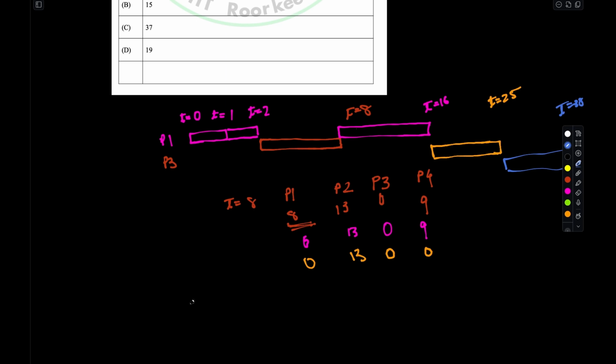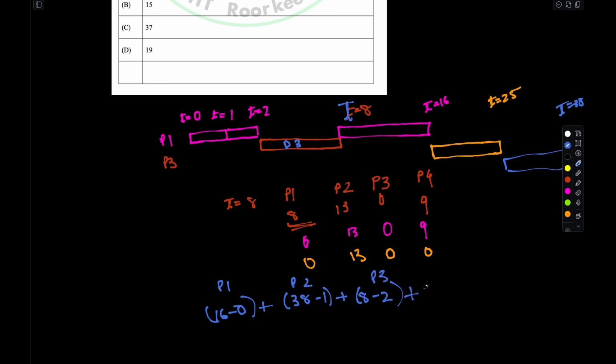So let's see for P1. P1 ends at 16 and it arrived at 0 seconds. So 16 minus 0 would be the turnaround time for P1. Now, for P2, P2 arrived at t equals 1 and it ended at t equals 38. So it would be 38 minus 1. This will be our P2. Now for P3, this is our P3. P3 arrived at t equals 2 seconds and it ended at t equals 8 seconds. So 8 minus 2.